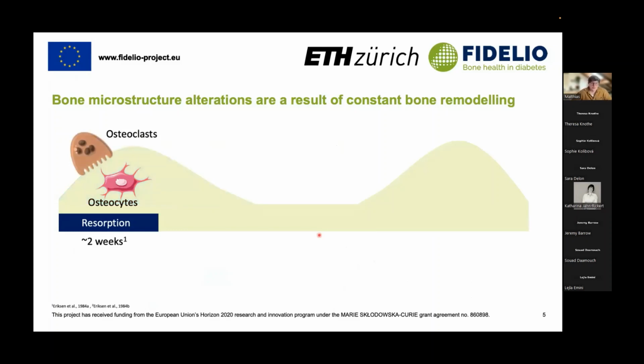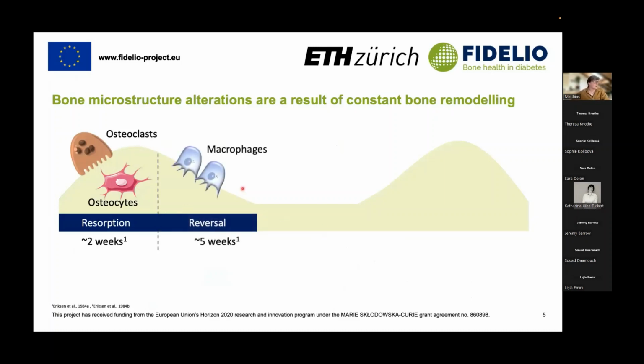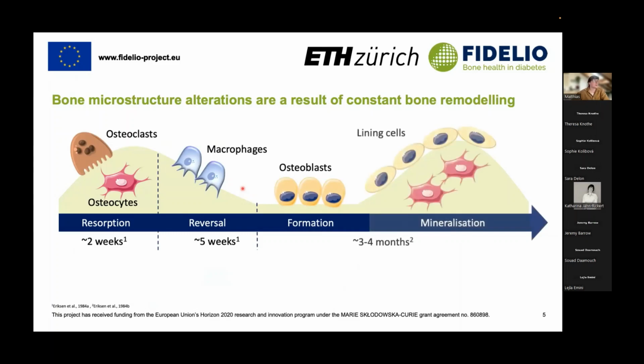So in order to investigate this further, we have to look at the bone remodeling process, because this bone microstructure is a result of constant bone remodeling. And as you probably know, in this bone remodeling process, osteoclasts first resorb bone, then macrophages create an osteogenic environment, after which new bone is laid down by osteoblasts, which is then further mineralized over time.